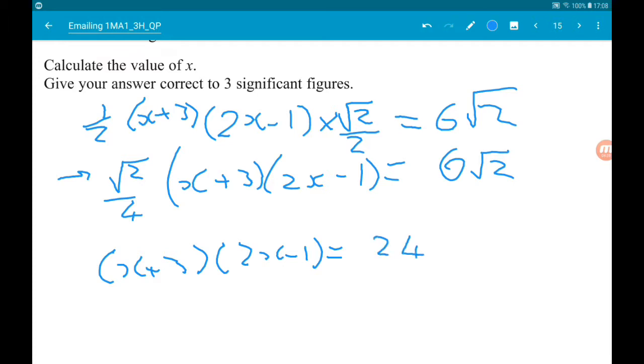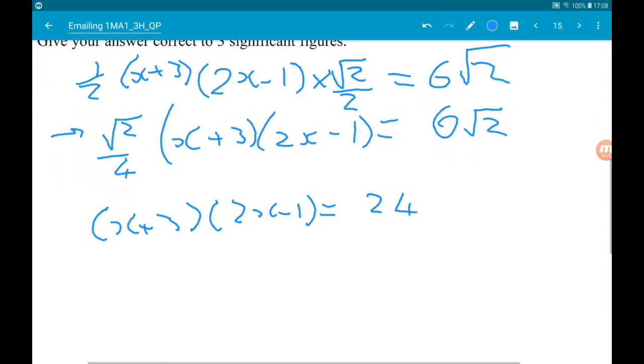Now if we expand the brackets, we get 2x squared. Then we get 3 times 2x, so that's 6x, minus 1 times x, so that's add 5x, minus 3, and that is equal to 24.